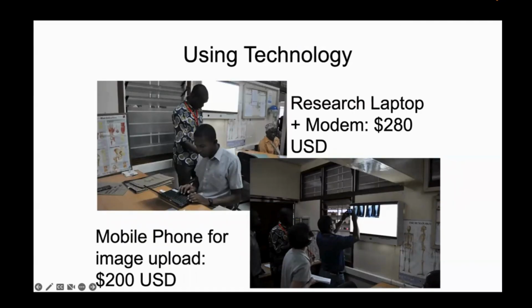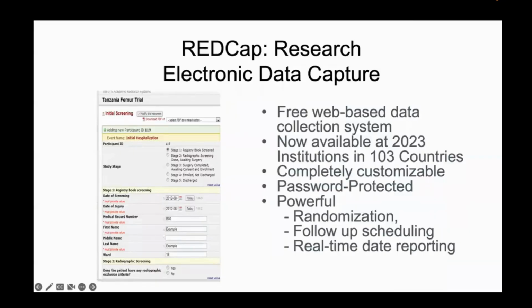We use a system called REDCap, which allows for free web-based data collection. It's widely available, completely customizable, password protected to the highest level of protection of human subjects' information, and has really become the gold standard for electronic data capture. It allows for randomization, follow-up scheduling, and real-time data reporting.